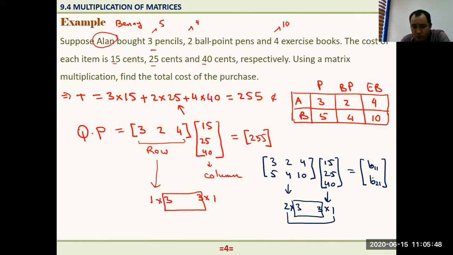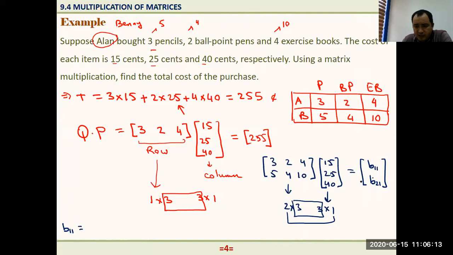What does B sub 1, 1 mean? It means this entry is at the intersection of the first row and the first column. The first number represents the row. And B sub 2, 1 means the second row and first column. Okay. Now let me write here to get this B sub 1, 1.